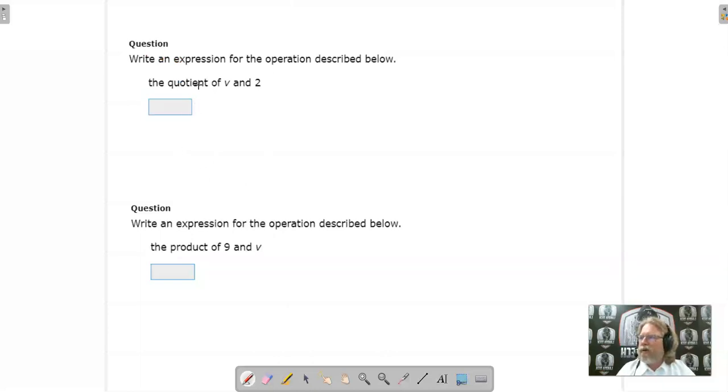And here we have the quotient. So quotient, if you look back on that, if you wrote down that table that was at the beginning, or if you took a picture of it with your phone, you'll see the quotient refers to division. So the quotient of v and 2, and whenever we read this one in this order, whatever they tell us first is the numerator, and whatever they tell us second is the denominator. This number at the top here, this is the numerator, and the bottom number, we refer to this as the denominator.